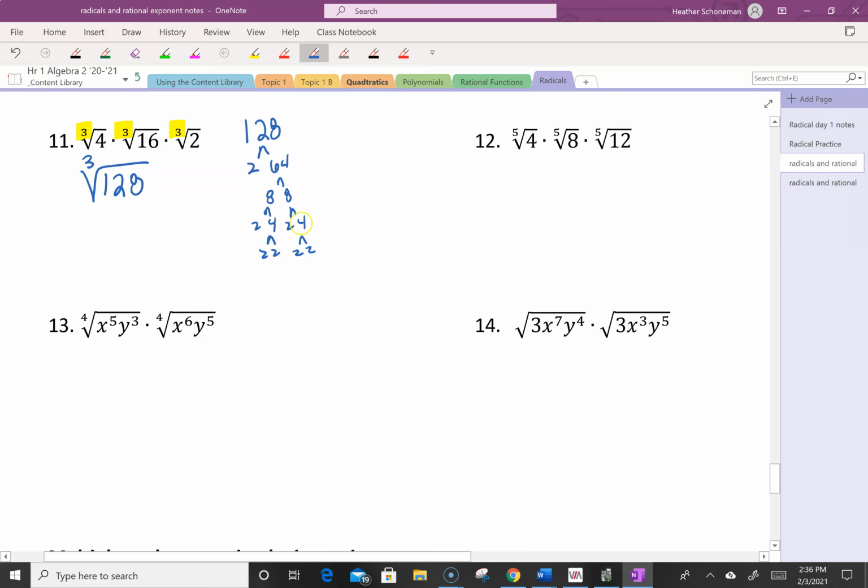Now it's cube root, so I need groups of 3. So here's a group of 3, here's a group of 3. So outside I have a 2 and a 2, cube root. Inside I have 1, 2 left over, so this is 4 cube root 2.